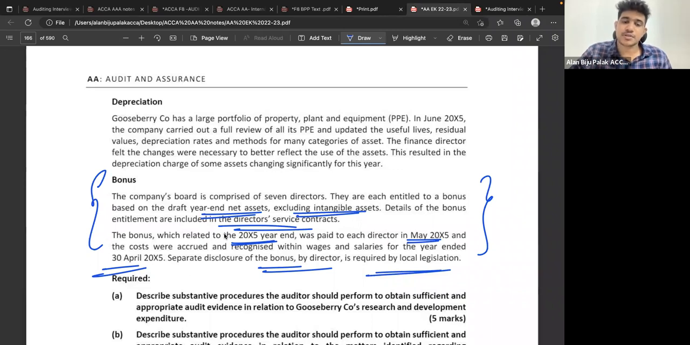Finally, separate disclosure of the bonus by directors is required by local legislation. How can you prove that? Review the disclosure notes in relation to the financial statements to confirm that director's bonus are being appropriately disclosed in accordance with local legislation and as per standards. Clear? Is it clear, everyone? Yes.